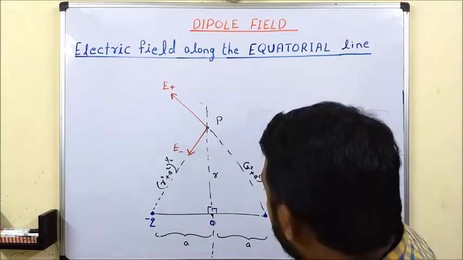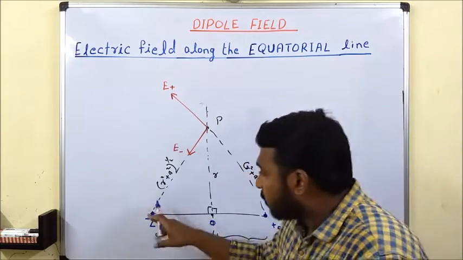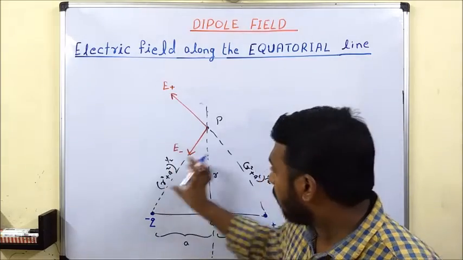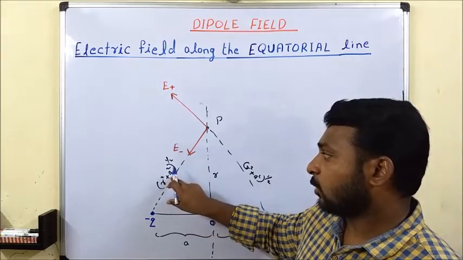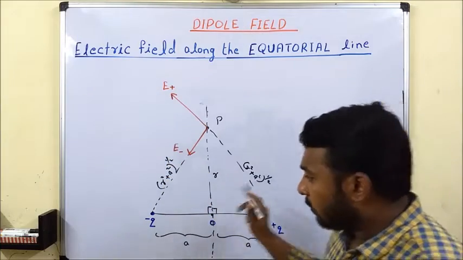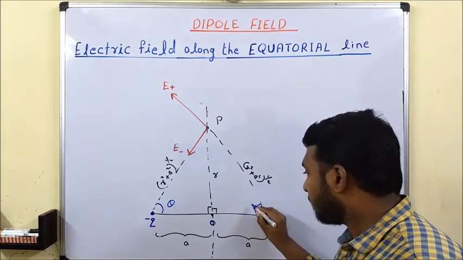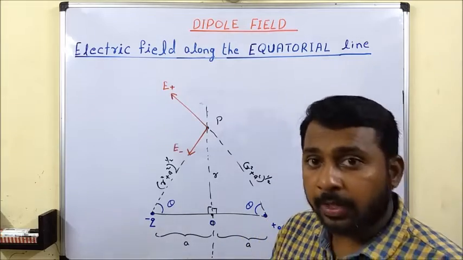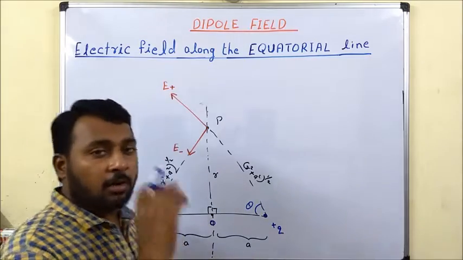Now let us consider this triangle. It is understood that this triangle is an isosceles triangle, because you can see that both sides of this bigger triangle are the same. It is R square plus A square all raised to 1 by 2. Here also is the same value. So in the isosceles triangle, this angle is theta. This will also be theta, because base angles are equal in an isosceles triangle.